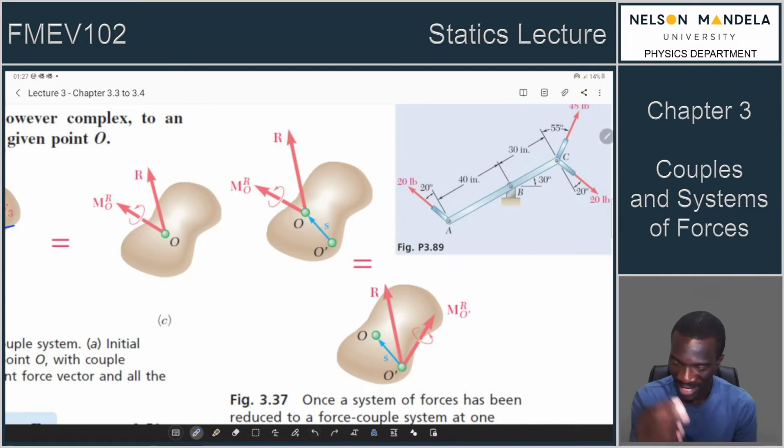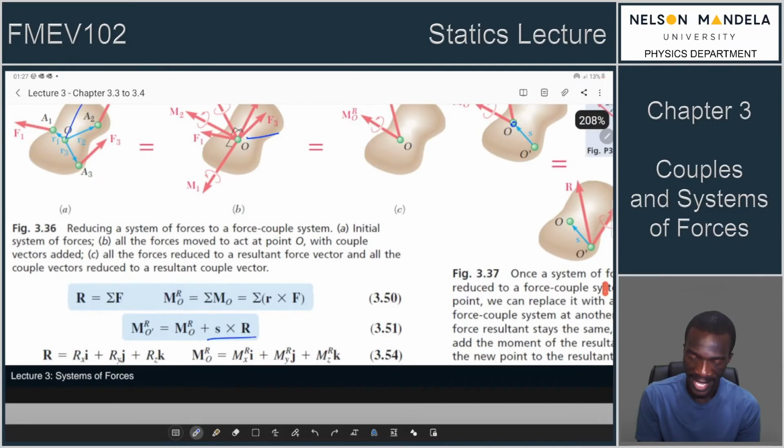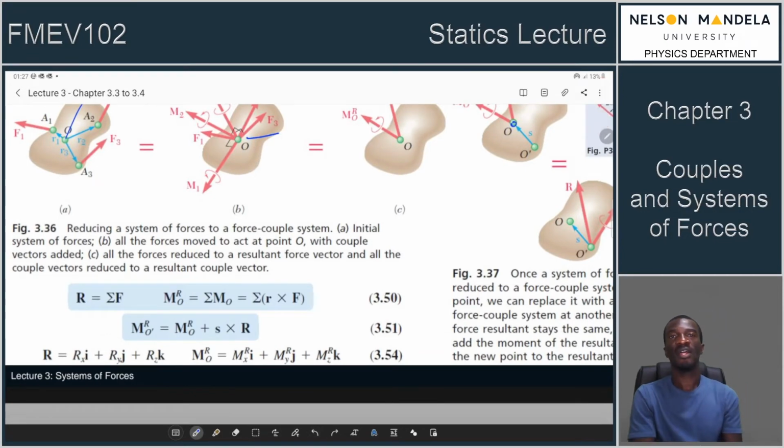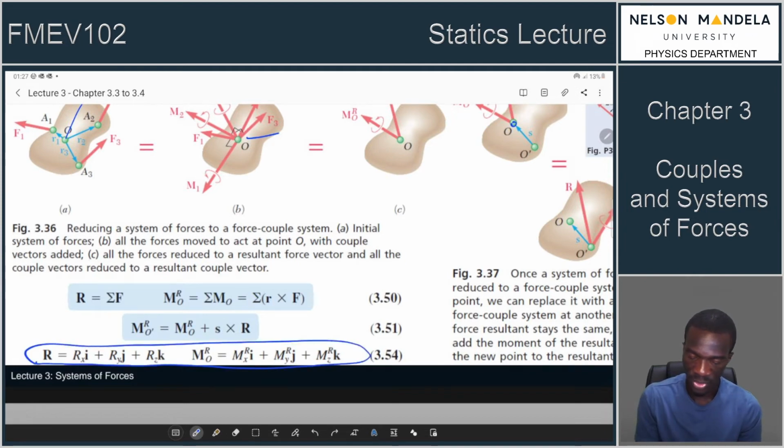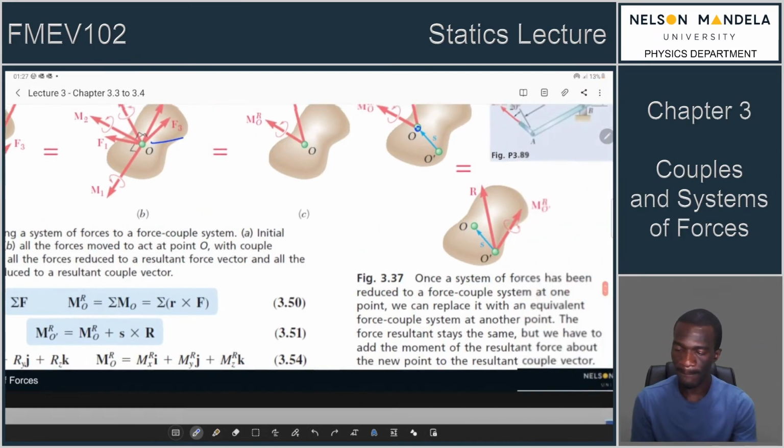So now that we have that one force and that one couple at a new location, then we can, by the same token, move this force to that point. Since we had that force here, we should create a counteraction there, and in the end we now have this new moment resultant about the point O prime, and it also has the same format as what we had earlier. Generally, equation 3.54 is showing you that these forces and moments are in X, Y, and Z components.